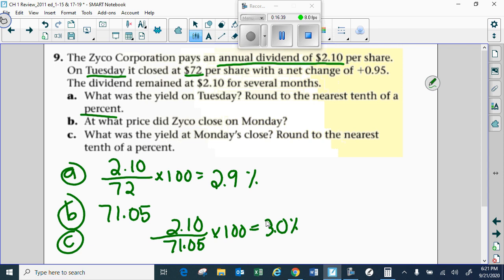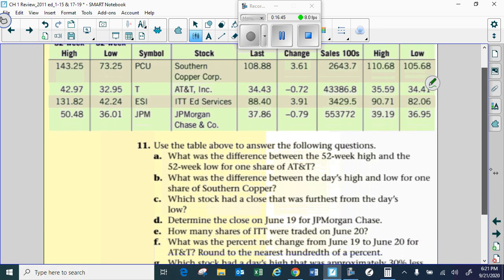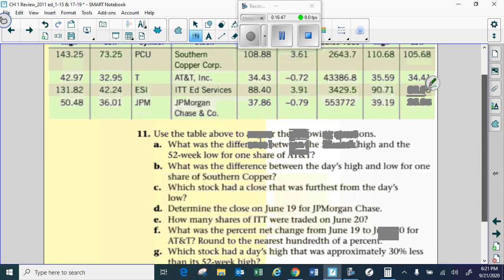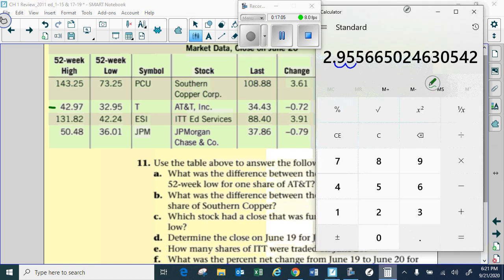Okay, next, number 10. Here we've got a lot of questions. I'll see if I can squeeze them in here off to the side. What's the difference between the 52-week high and 52-week low for one share of AT&T? So we go to AT&T right here. High minus low. I'm not going to write it down; I'm just going to put it in the calculator and tell you verbally. 42.97 minus 32.95 is $10.02.